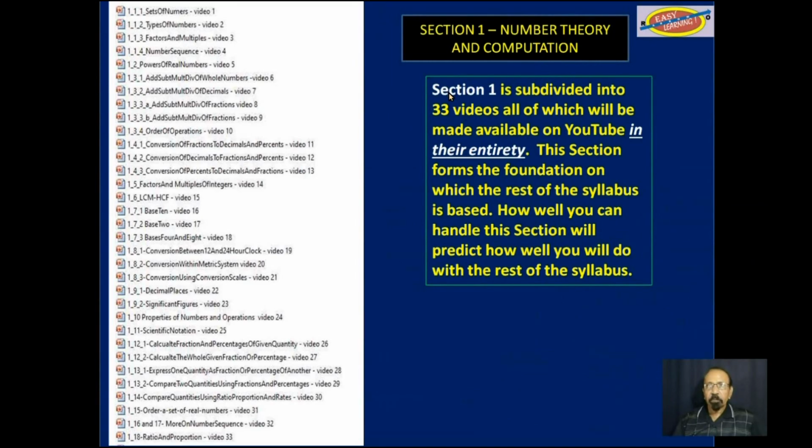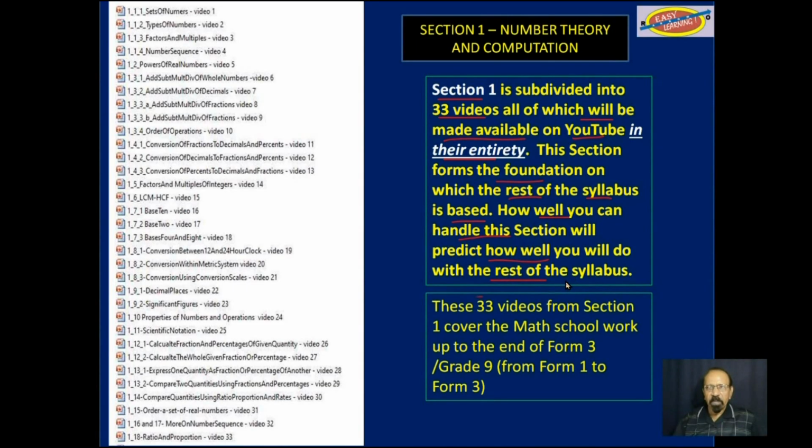As I pointed out, I have divided section 1 into 33 videos, all of which will be made available on YouTube in their entirety. This section forms the foundation on which the rest of the syllabus is based. How well you can handle this section will predict how well you will be able to do with the rest of the syllabus. So please look at all 33 videos and then decide if you will continue with the syllabus.